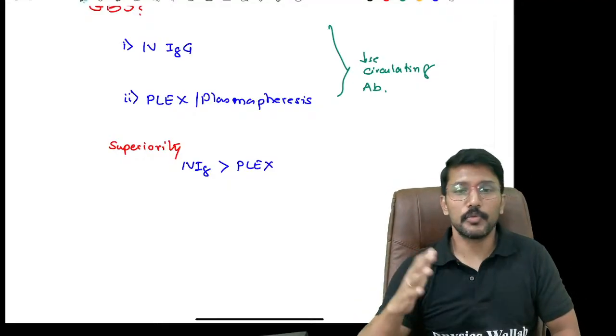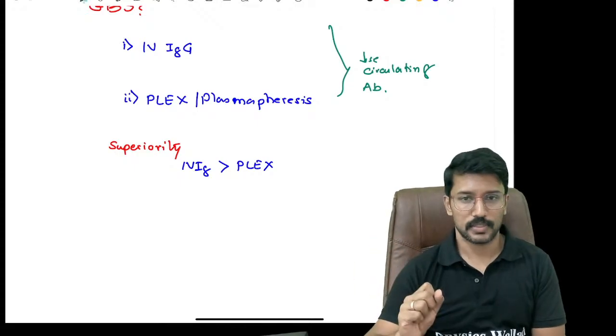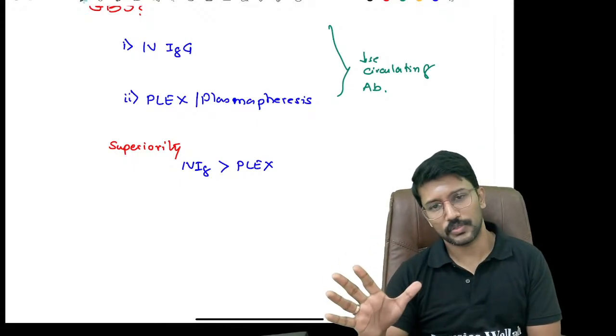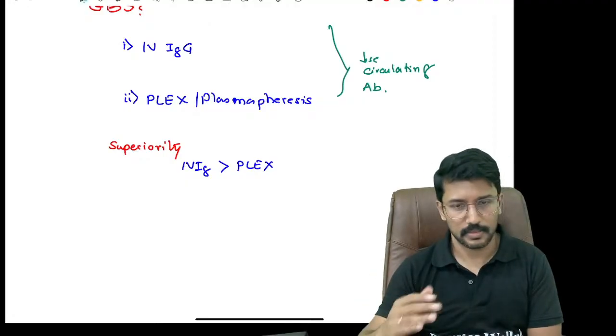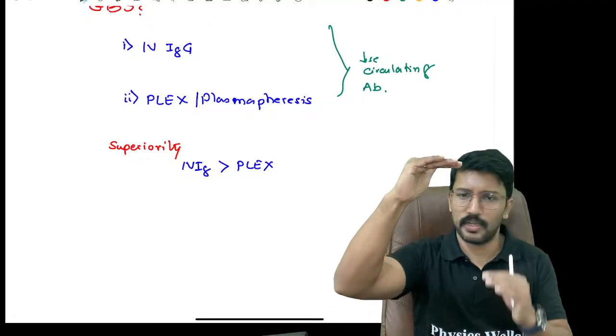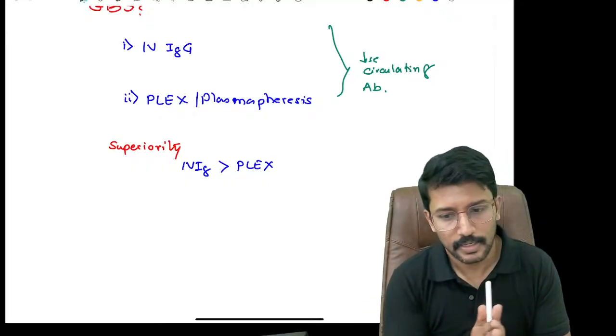Yes, you can get albuminocytological dissociation even in patients with multiple sclerosis. In multiple sclerosis also, it is the IgG antibodies which are causing the demyelination of the CNS. So there will be elevation in the protein and minimal or no elevation in the cell count. So you will have albuminocytological dissociation.